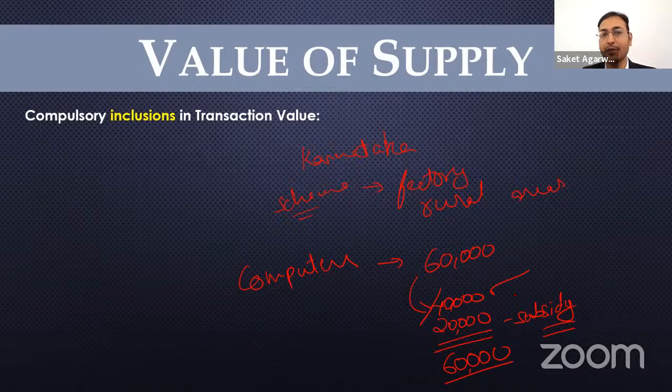But instead of government, if it is a private body, it can be a NGO, it can be a trust, or it can be anybody else. Instead of government, if this 20,000 rupees is being paid by somebody else, then the GST has to be charged on the total value, that is 60,000, after adding back this 20,000 rupees of subsidy.